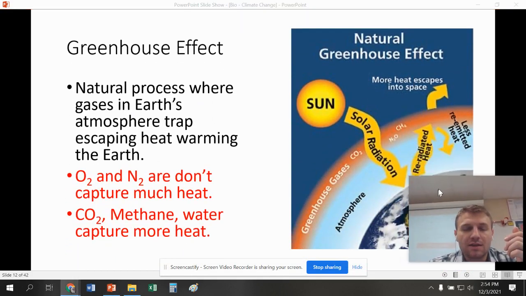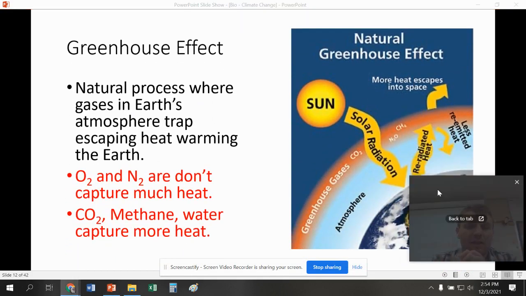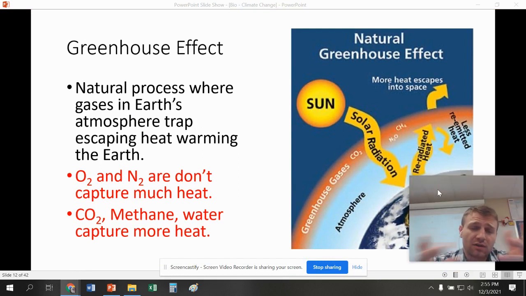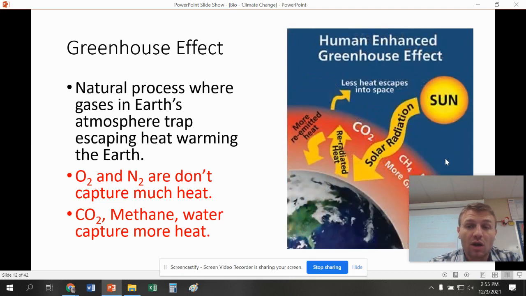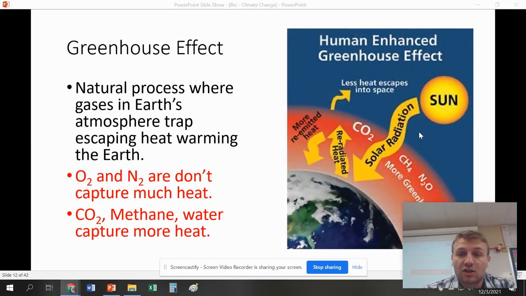All right, so the last part here is the greenhouse effect. The greenhouse effect is a good thing. It's a natural thing where heat is trapped in the Earth by our atmosphere. Different molecules or different gases in the atmosphere heat up the Earth and trap that heat. You can see oxygen and nitrogen don't trap much heat, but CO2, methane, and water do. And we're seeing an increase in that CO2, which leads to more solar energy being trapped by Earth's atmosphere, which is again heating up the Earth.